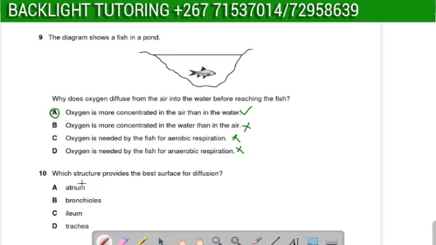And then 10, which structure provides the best surface for diffusion? We know that the ileum, right? This is a topic for the digestive system.